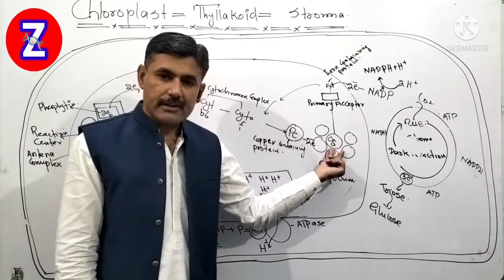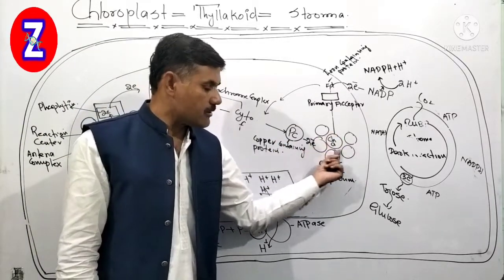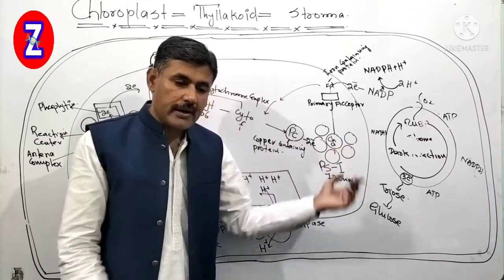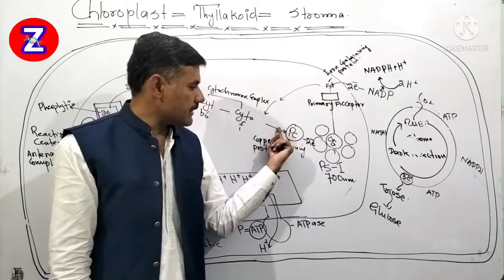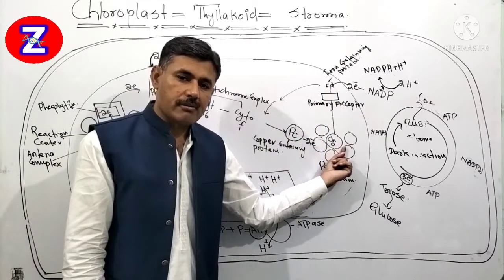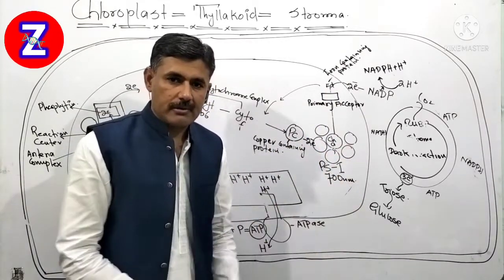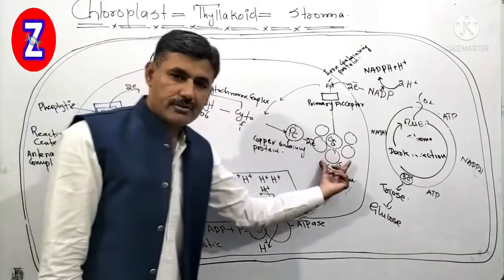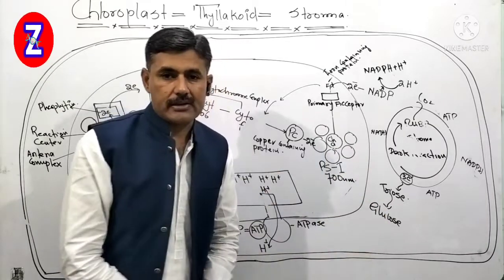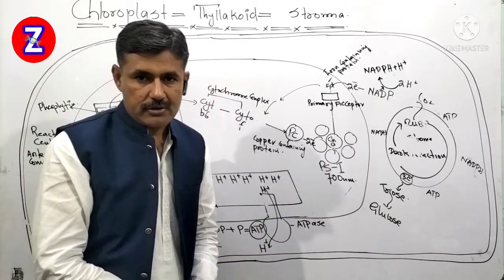And finally, these electrons are received by a chlorophyll molecule which has a hole here, as it is excited and its electrons are emitted. Finally, when electrons reach here, this chlorophyll molecule is again stable. So this is a flow of electrons from photosystem II to photosystem I, which is said to be the non-cyclic flow of electrons.